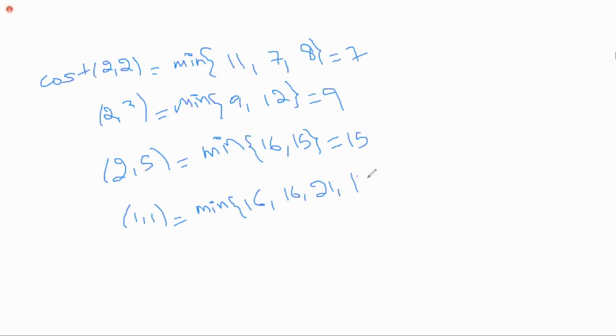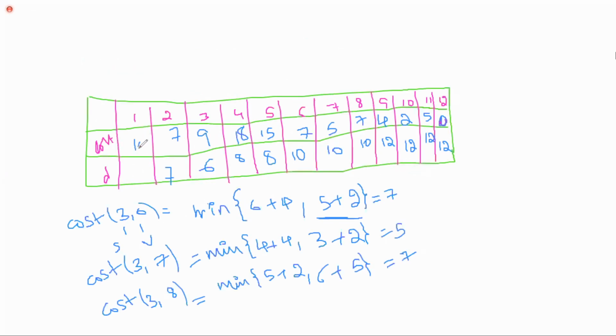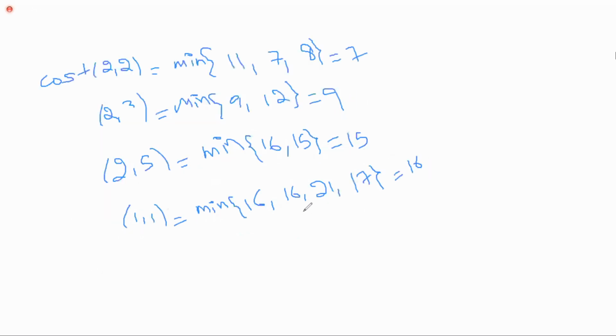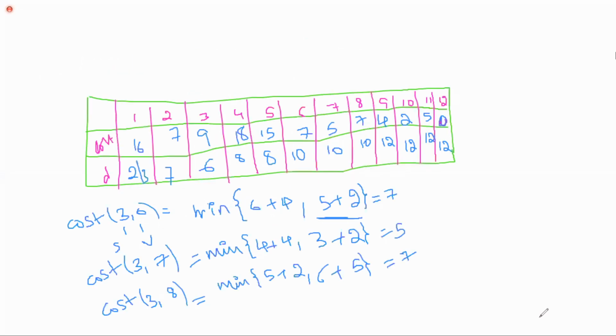Which one is minimum? 16, the minimum one, right? So I'm updating (1, 1) cost is 16 via the vertex 2 as well as the vertex 3. Here if you observe, both vertex number 2 and 3 are giving me the same cost, 16. So I have written 2 and 3. Am I clear? Did you understand how we construct the table? Yes, ma'am.